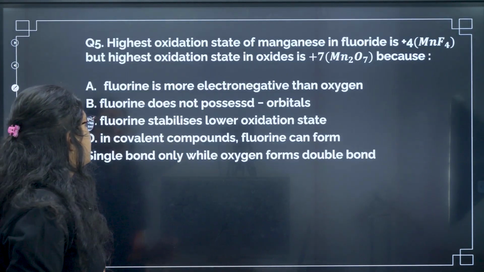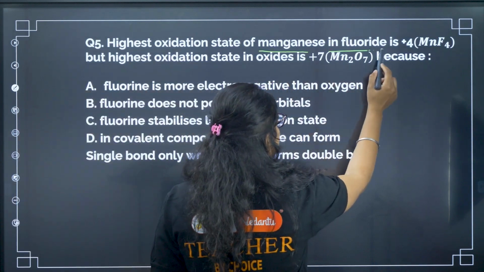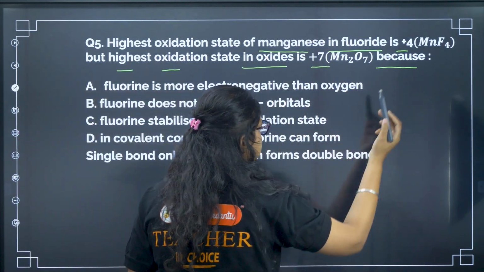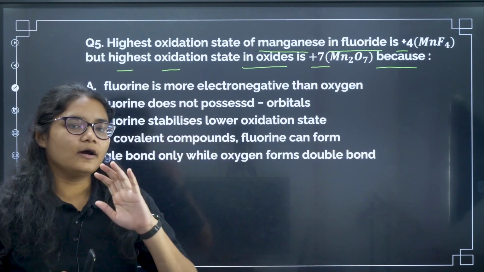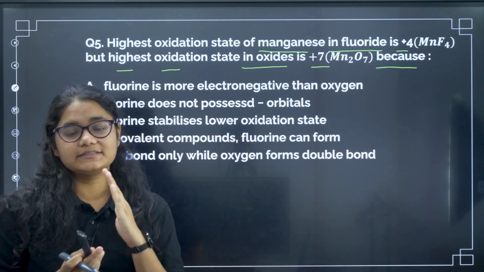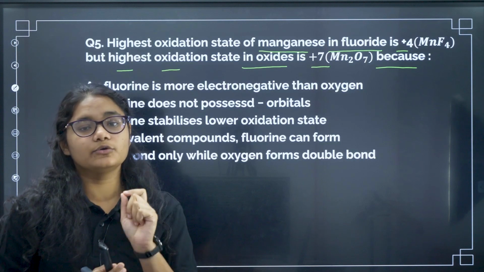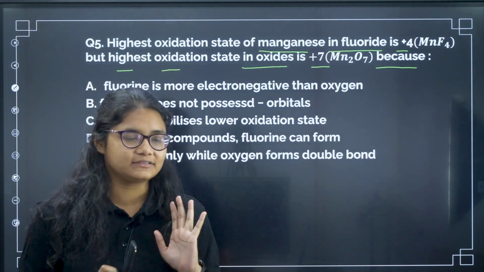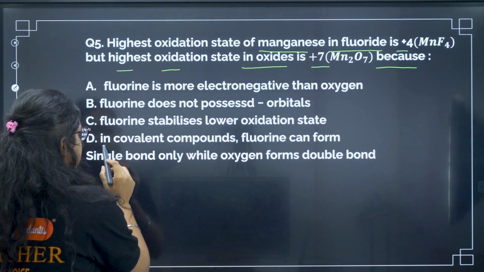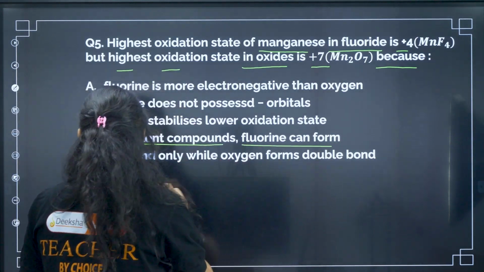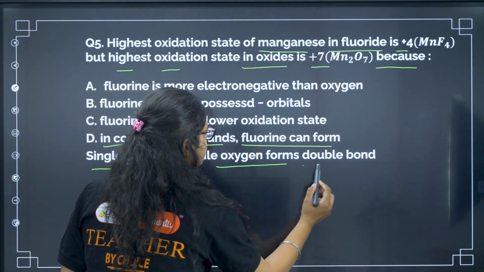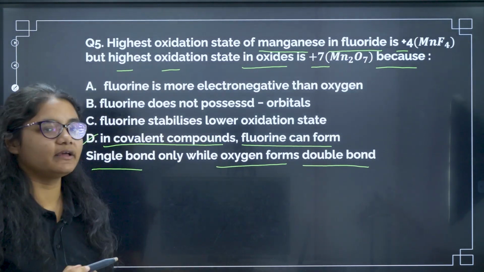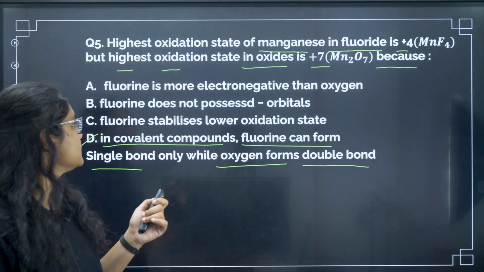Okay. Next, the highest oxidation state of manganese in fluoride is +4, but the highest oxidation state in oxide is +7. This is because, we already know +7 or the higher oxidation states are more stabilized by oxygen due to the formation of double bonds. Whereas in fluorine it is only a single bond, so it is less stabilized. So the correct answer for this question is: in covalent compounds, fluorine can form a single bond only while oxygen forms the double bond. Okay. So the correct answer for this question is option number D. Very important point from the d and f block.